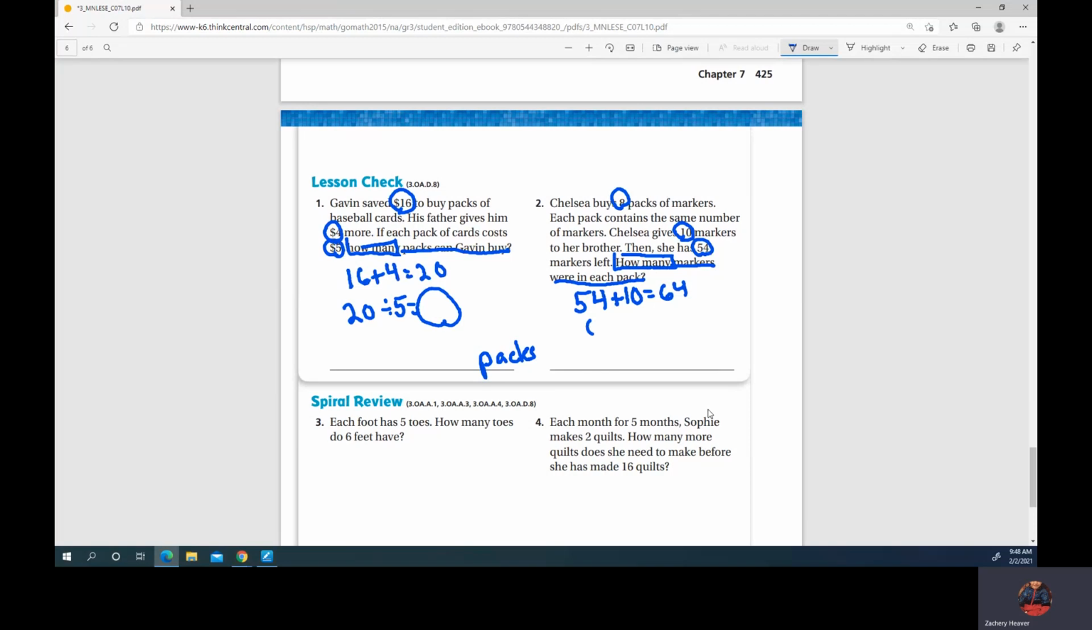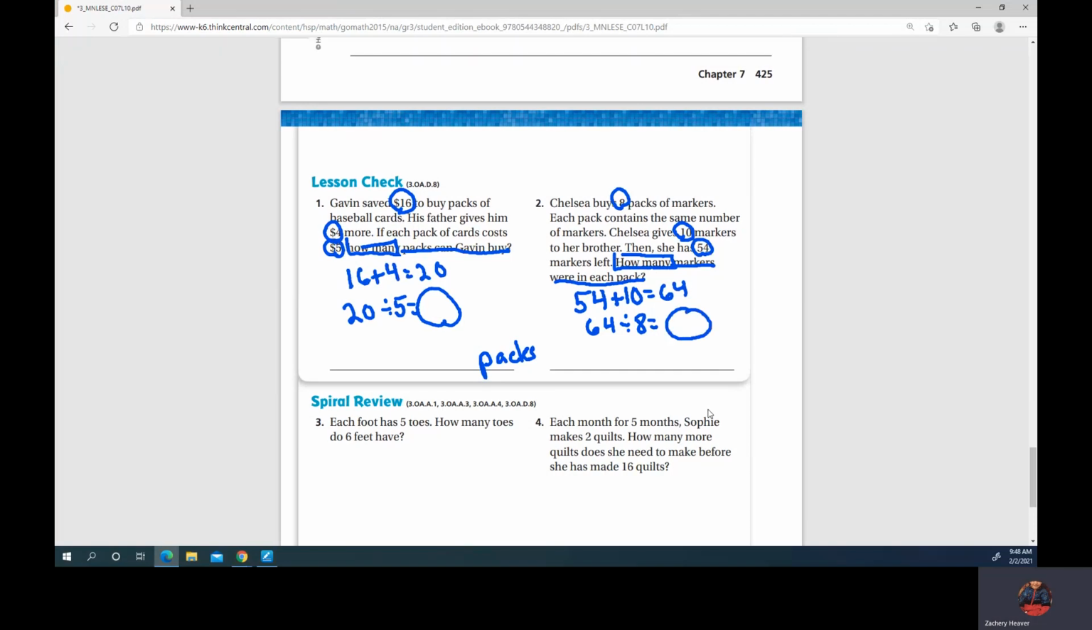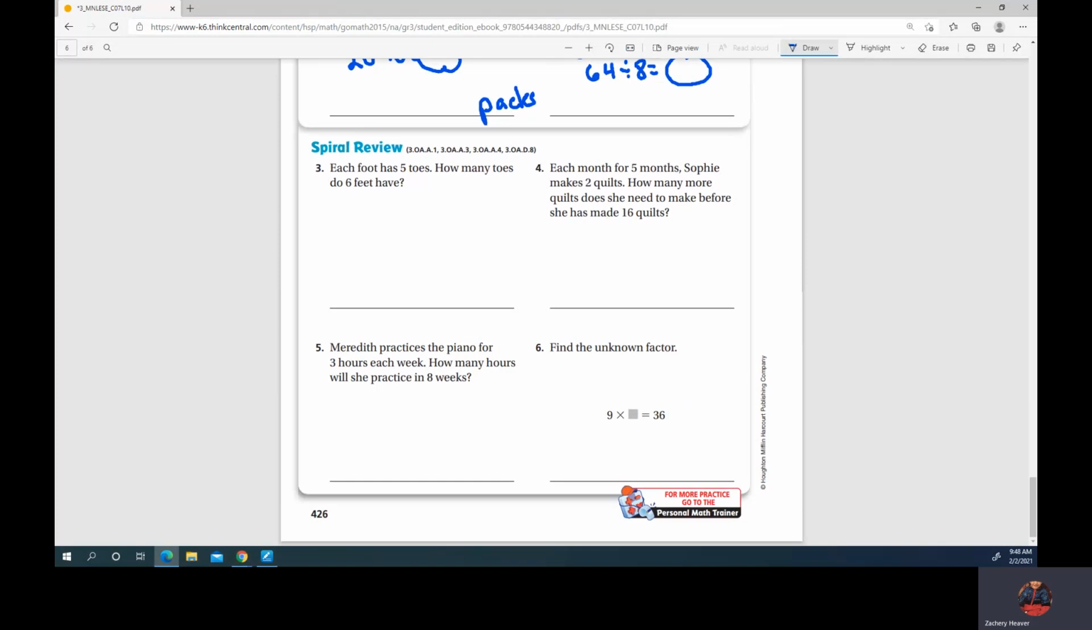Now we take 64 and we divide it by 8 because that's how many packs of markers she had. This is going to be your final answer. I will not give you the answer. I want you guys to try to solve it. You guys can finish 3, 4, 5, and 6 on your own.